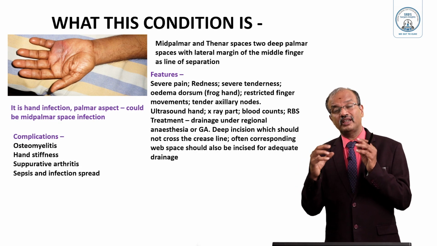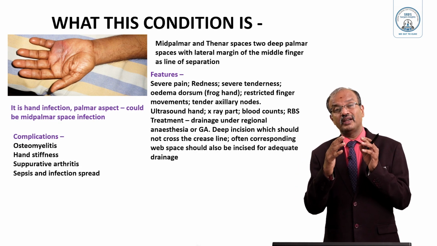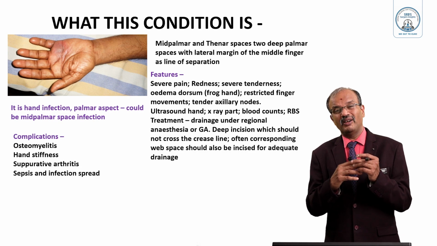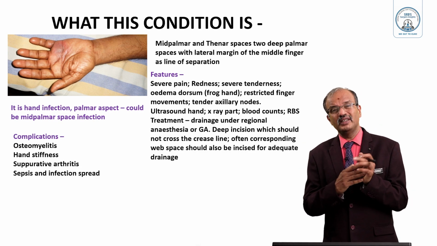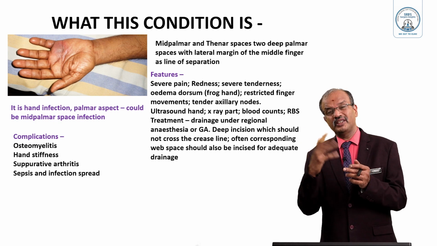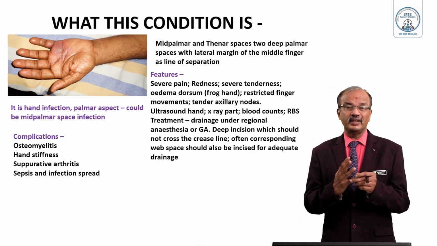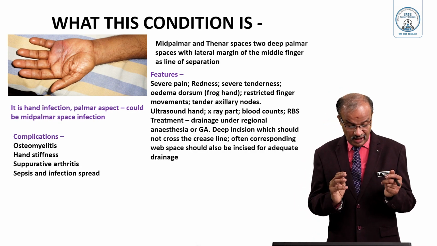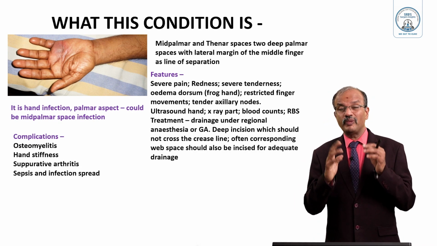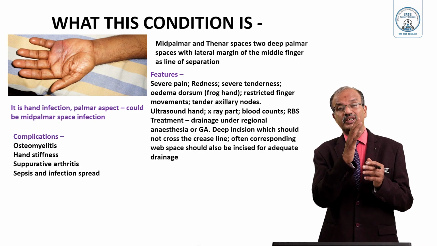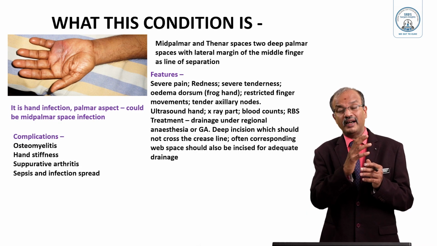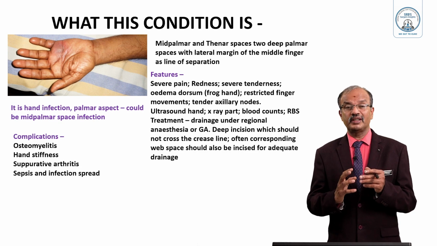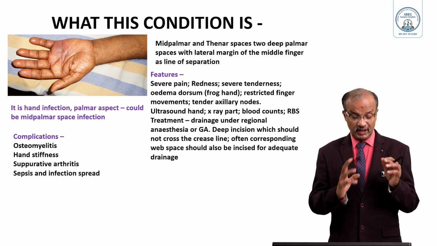Different types are there: suppurative tenosynovitis, then Kanavel's signs, apical space infection, the different web space infections, mid-palmar space infection, and thenar space infection. All these infections can be written as short notes. Basic surgical anatomy of the hand is very, very important to understand the principles of managing hand infection. Mainly elevation of the limb, proper antibiotics, adequate drainage, early physiotherapy, and prevention of complications are the basic principles while managing hand infection.